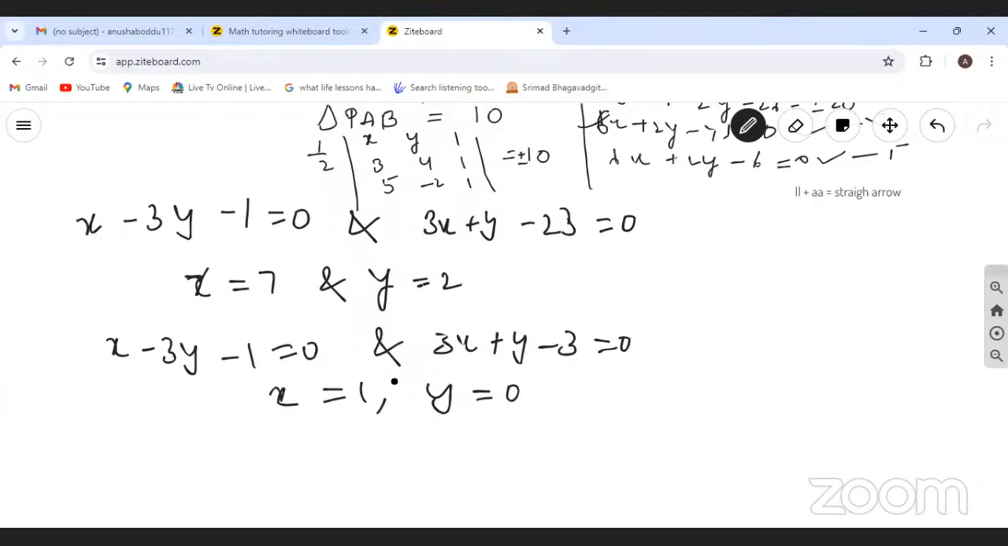These are the answers. That means the coordinates of P are... What are the coordinates of P here? We have taken it as x comma y. Right. So the coordinates of P, what we got here, are 7 comma 2 or 1 comma 0. We have solved two equations, first and second, and first and third. So you can take any of the coordinates, that is x is equal to 7 and y equal to 2, or x is equal to 1, y is equal to 0. Okay.